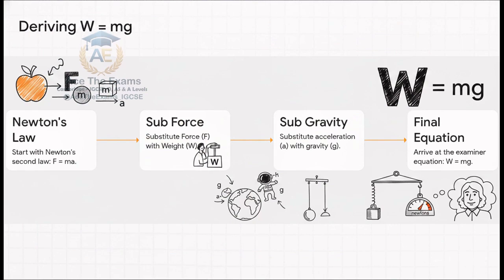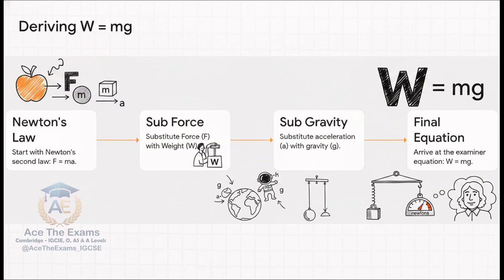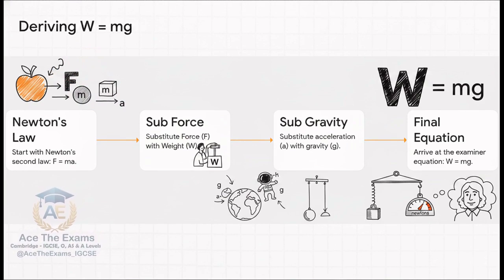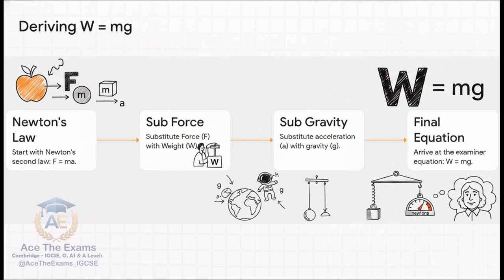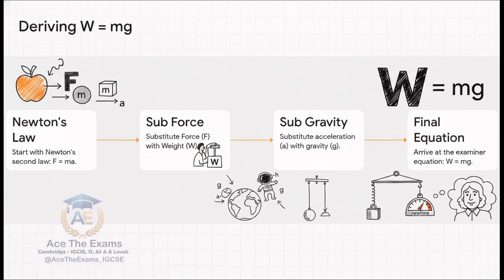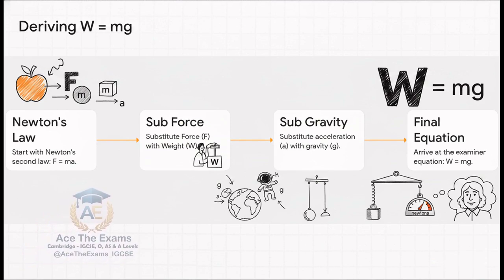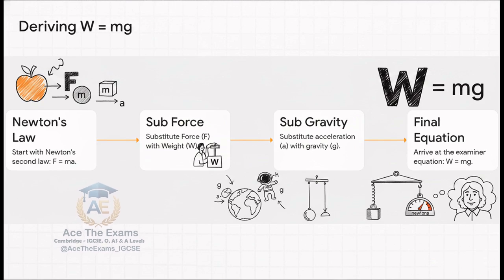Let's see how this builds into one of the most vital equations in your physics toolkit. We start with Newton's second law. Force equals mass times acceleration, or F equals ma. Now, because weight is just the force of gravity, we swap the F for W. And because the acceleration is caused by gravity, we swap the a for g. This really elegant substitution leaves us with the final examiner equation, W equals mg. This proves mathematically that weight is simply a force, and forces are measured in newtons.